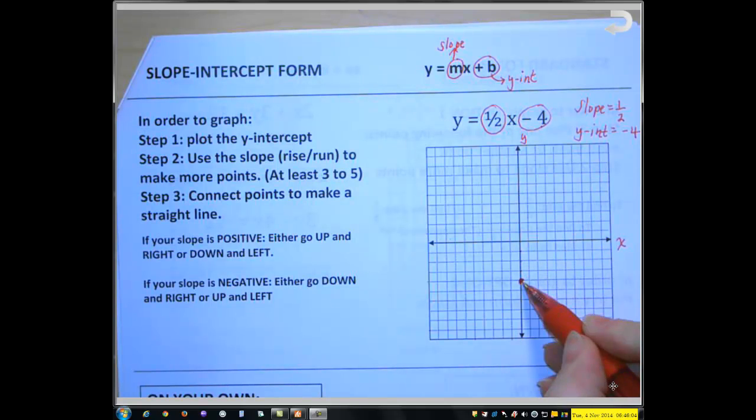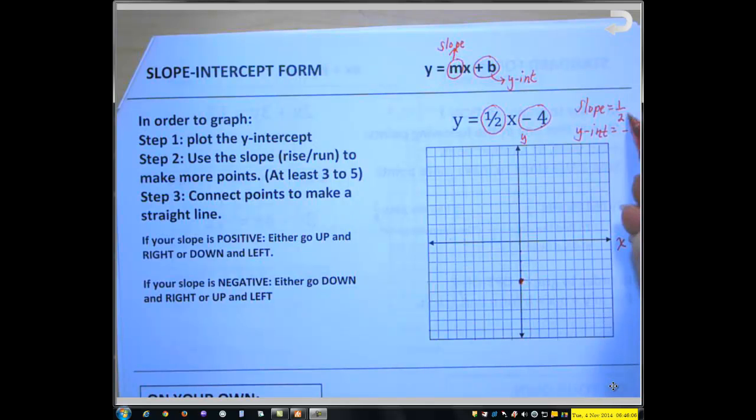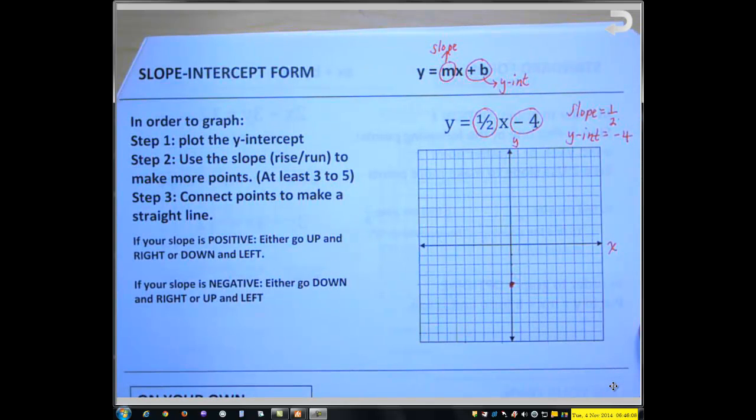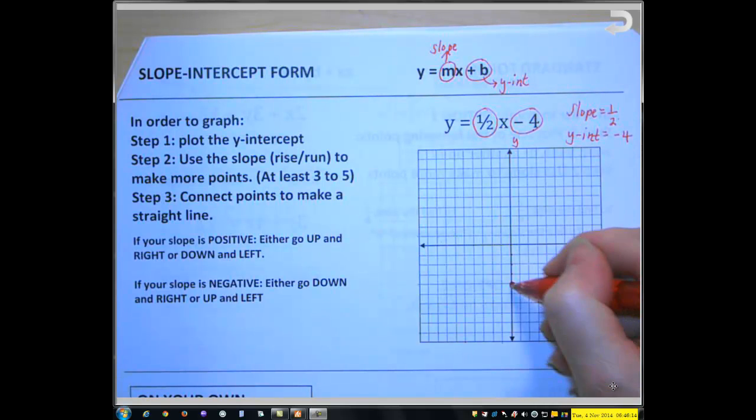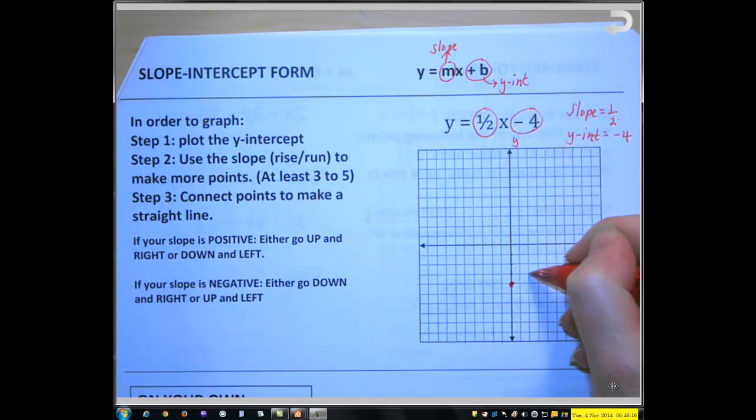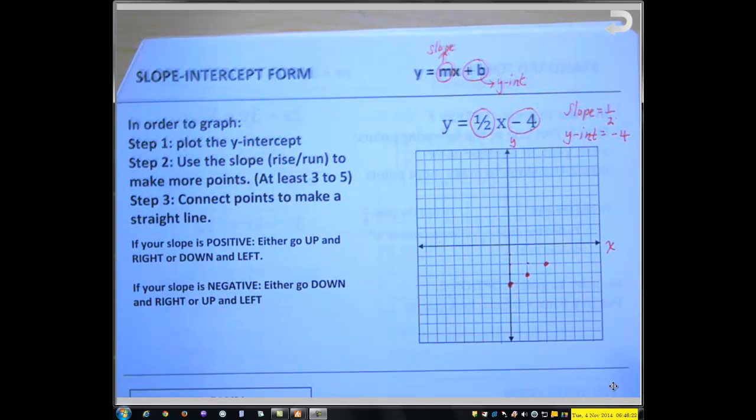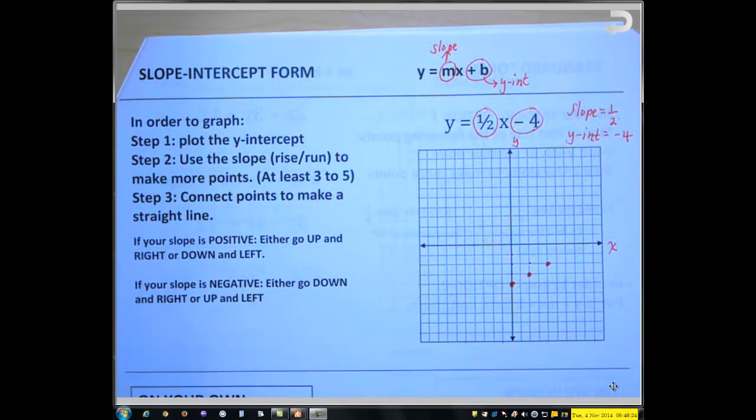Now we have a point and we can use our slope to find other points on the line. We have a positive slope, so we're going to go up 1 and to the right 2. Up 1 and to the right 2. What other direction could we go? You pause the video and continue the line in the other direction.